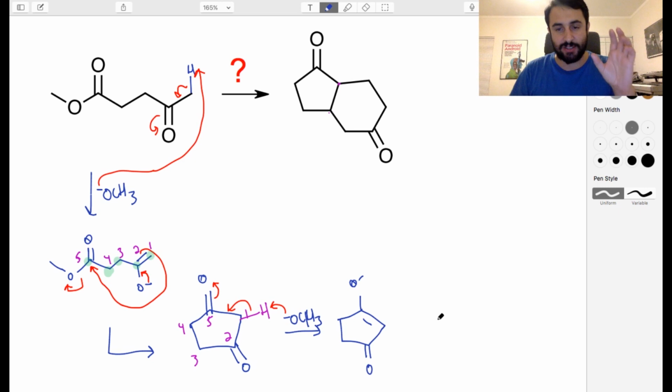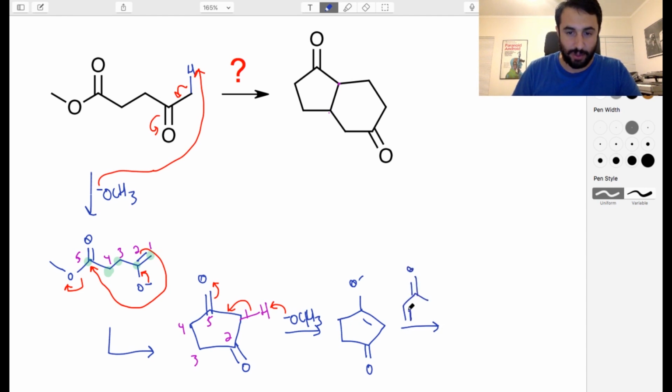Michael addition, the only difference is that what the enolate attacks has a carbonyl, but it attacks the alpha-beta unsaturation. So we need this to attack this. Right? With aldol, the enolate attacks the carbonyl directly, and Claisen as well. But with Michael addition, it's going to attack the beta carbon. It's going to attack the beta carbon of that alpha-beta unsaturation. That's how Michael addition works.